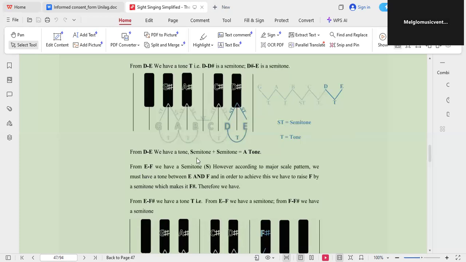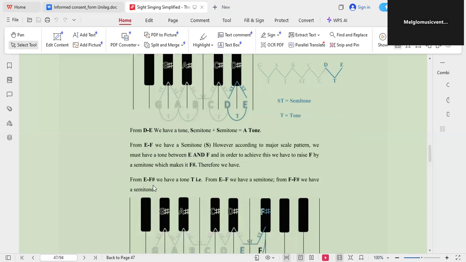From E to F, now we need a tone. From E to F, we have a semitone. However, according to the major scale pattern, we must have a tone between E and F. In order to achieve this, we have to raise F by a semitone, which makes it F sharp. That is, from E to F, a semitone, then from F to F sharp, a semitone. Therefore, from E to F sharp, we have a tone.